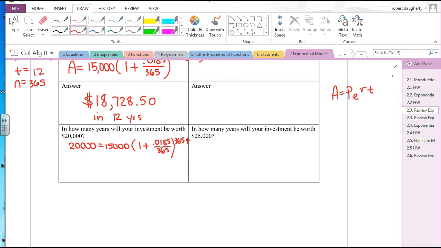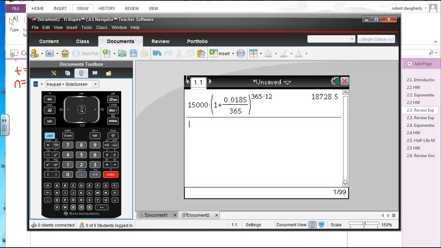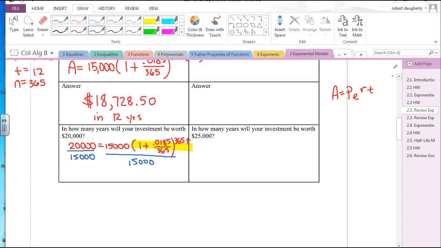Keep in mind, we solve for time with logarithms. So what I want is the expression that's raised to a power all by itself. The first thing I'm going to do is divide everything by 15,000. To get it to its simplest form, you can do it on your calculator, but 20,000 divided by 15,000 is 4/3. That's an easier number to work with. So when I divide both sides by 15,000, I'm going to get 4/3 equal.